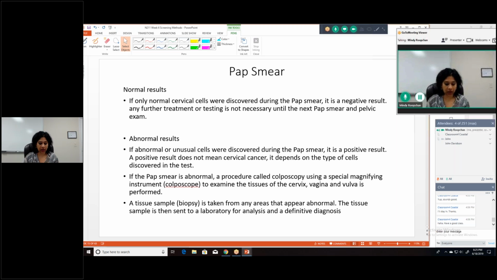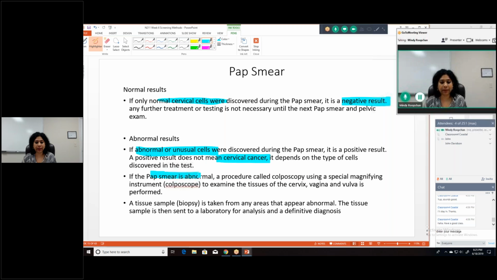So normal results. If only normal cervical cells were discovered, this is considered a negative result. Then you don't have to do anything else until you get the next Pap smear or pelvic exam. If it's abnormal, this is when we discover abnormal or unusual cells in the Pap smear. It's positive. A positive result doesn't mean there's cervical cancer. It just depends on the cells that are found.